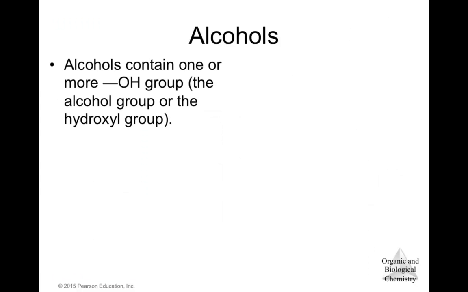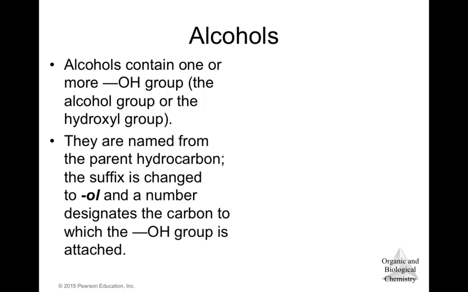Alcohols contain one or more OH groups, the alcohol group, or the hydroxyl group. They are named from the parent hydrocarbon. The suffix is changed to -ol, so the end of the name is going to be -ol. And a number designates the carbon to which the OH, or the hydroxyl group, is attached.